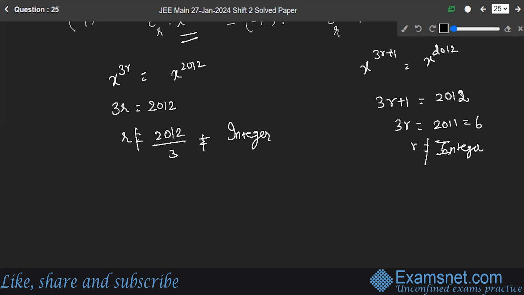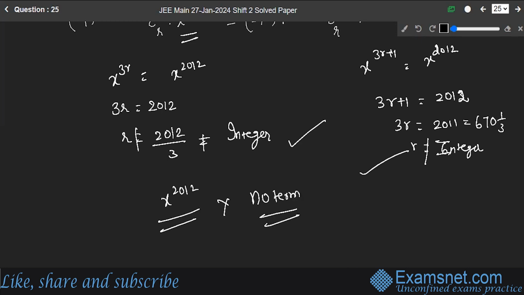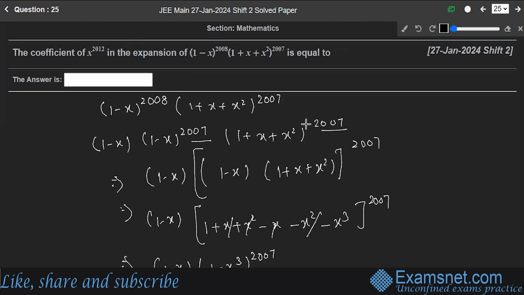So both of them do not give an integer. That means there is no term which contains x raised to power 2012. There is no term which contains this. That means the coefficient is equal to 0. This is the answer to the question. Hope you are clear with this.